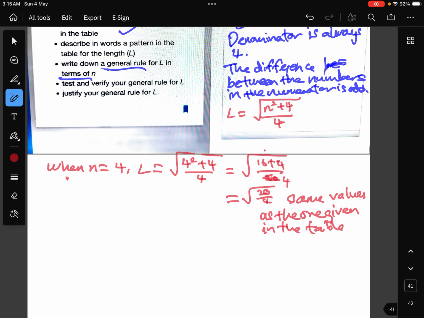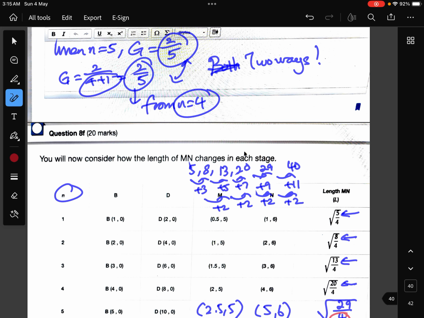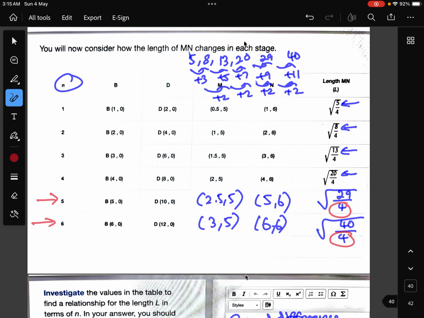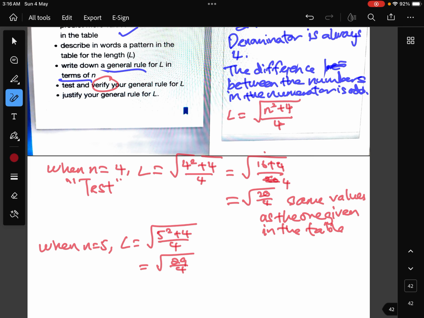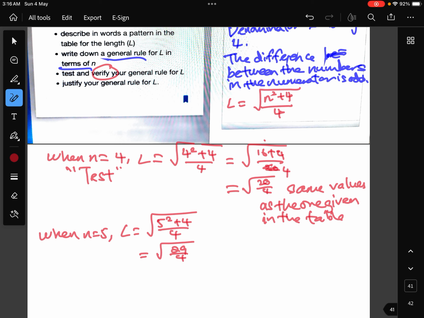Okay, so this is what we call testing of a general rule. Now, you need to verify as well. It's the same thing we're going to do when n equals 5. So you should be using the ones that are not given to you. You could use 5 or 6 or more, but I think you should always do the one that's smaller. That makes your life so much easier as well. So when n equals 5, we do the same thing again with the formula. So you're going to get root 29 over 4. Again, it's the same as the one given to you in the table. So that's one way you could verify it.